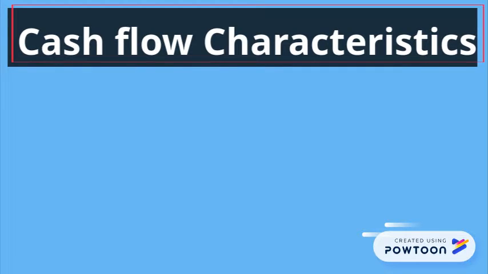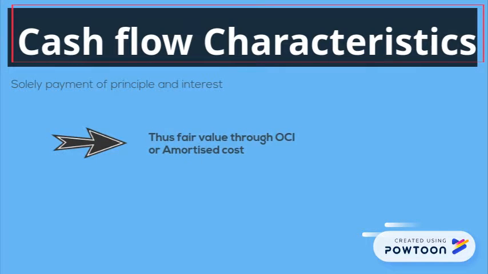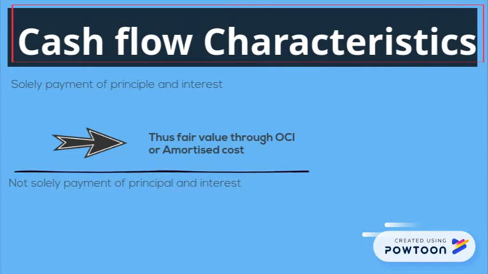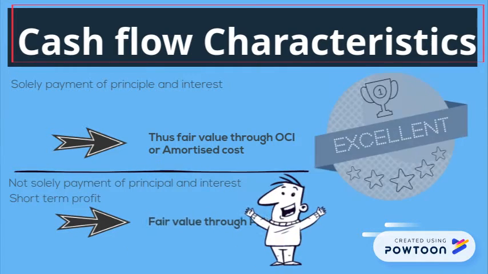When we look at the cash flow characteristics, we're looking at what we are collecting. If it's solely payment of principal and interest, it's fair value through OCI or amortized cost. If it's not solely payment of principal and interest, or it's short-term profit, it's fair value through profit and loss.